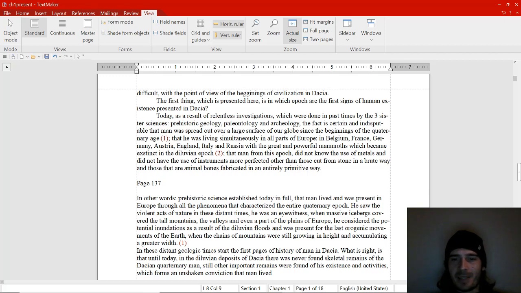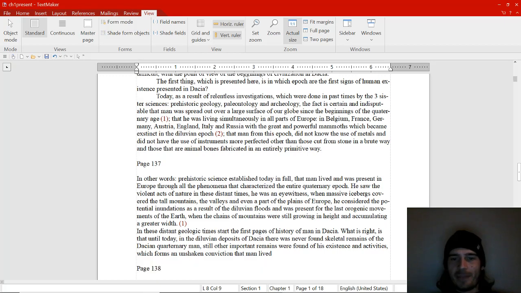of Europe. He considered the potential inundations as a result of the diluvian floods and was present for the last orogenic movements of the earth when the chains of mountains were still growing in height and accumulating a greater width. In these distant geologic times start the first pages of history of man in Dacia.